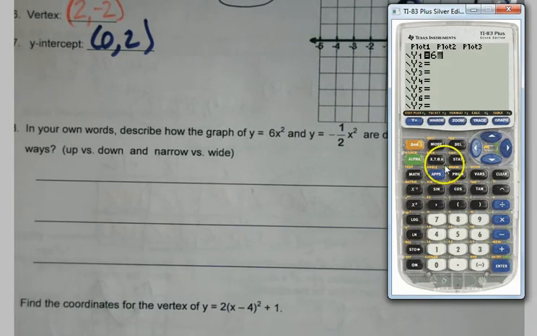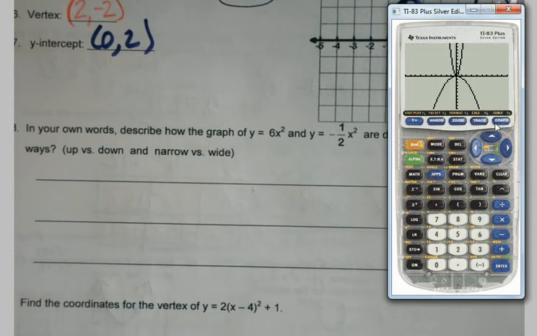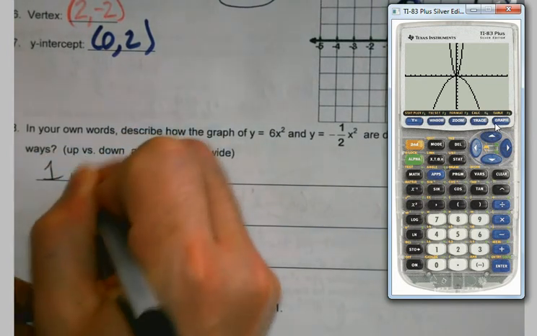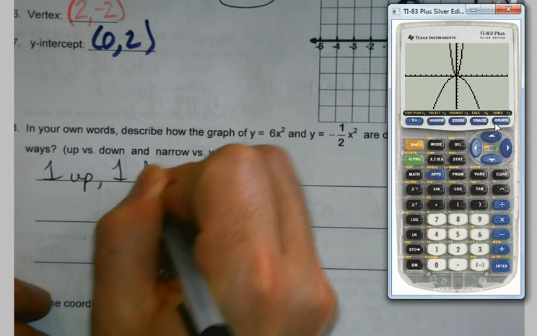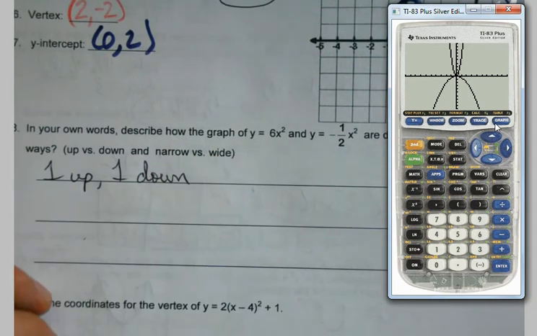So here, I'm going to type both of these in so I can see what they look like. And I'll use negative 0.5 for my x squared. You could type the other one. Now I look at this. What are the two main things that you notice? Yep. One opens up. One opens down.